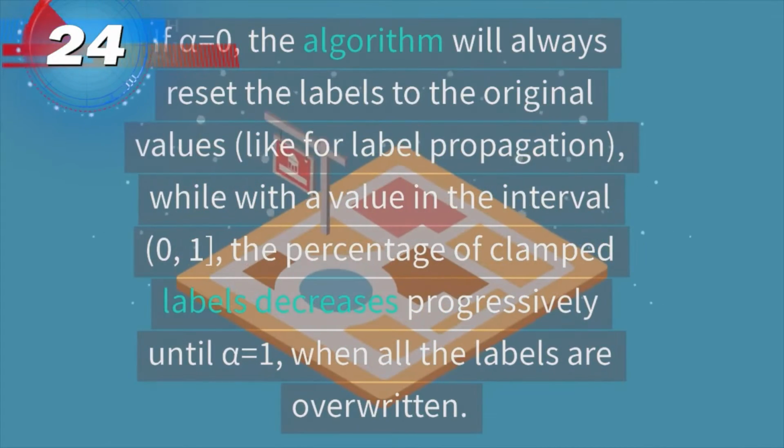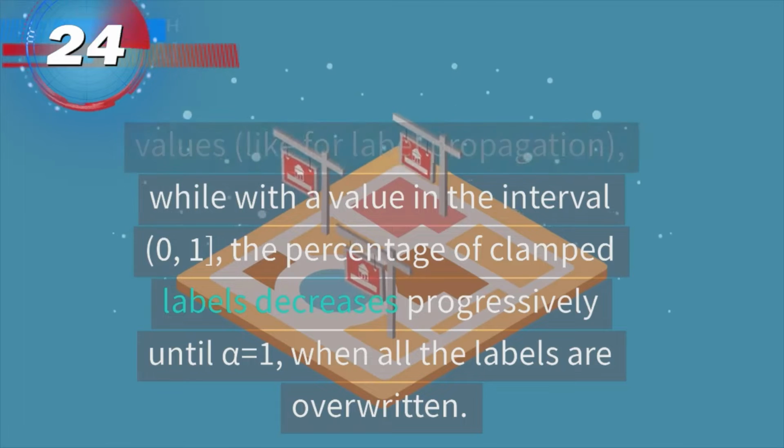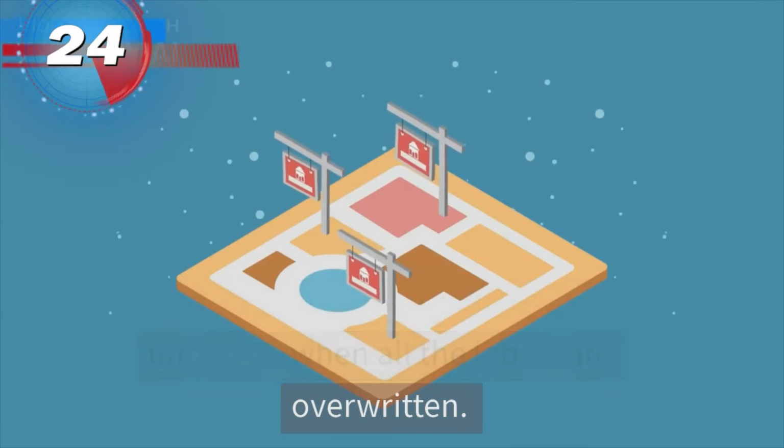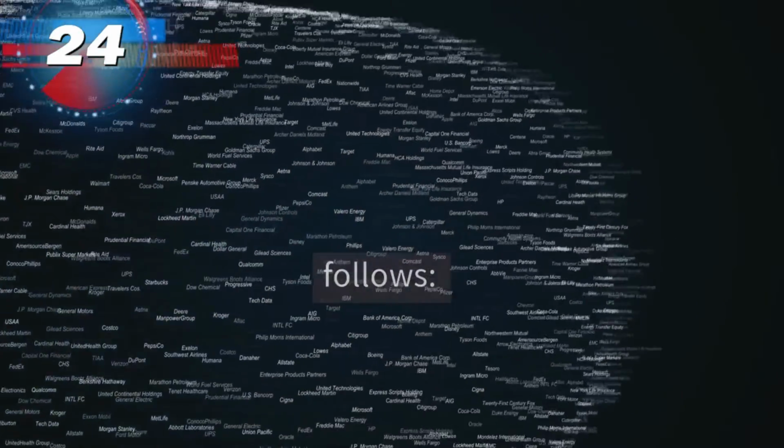If alpha equals 0, the algorithm will always reset the labels to the original values, like for label propagation, while with a value in the interval (0, 1), the percentage of clamped labels decreases progressively until alpha equals 1, when all the labels are overwritten. The complete steps of the label spreading algorithm are as follows.